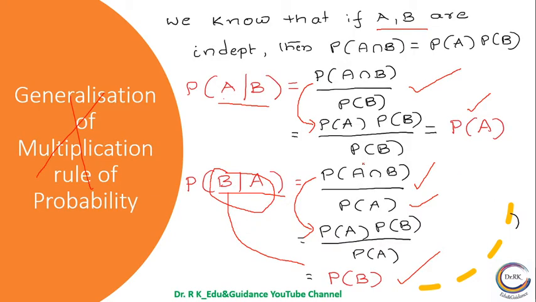Now, I think we have clearly understood what a conditional event is, how to find a conditional event, and the generalization of the multiplication rule. So with this understanding, we'll try to solve one or two problems to check our understanding.